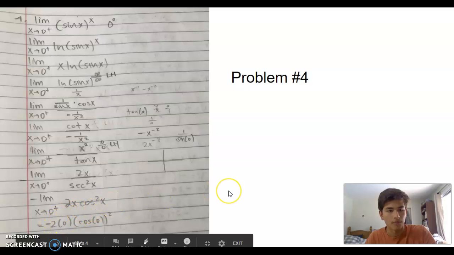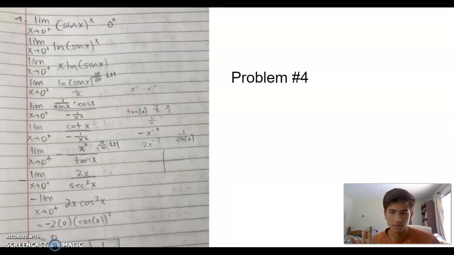So then the answer after that, I got 0. But remember, I put the ln, so I have to re-exponentiate it. And so e to the 0 equals 1. So that's problem number 4.